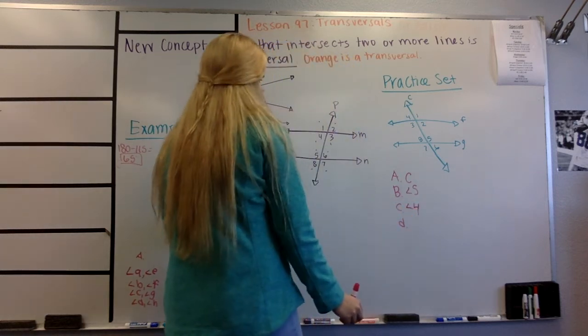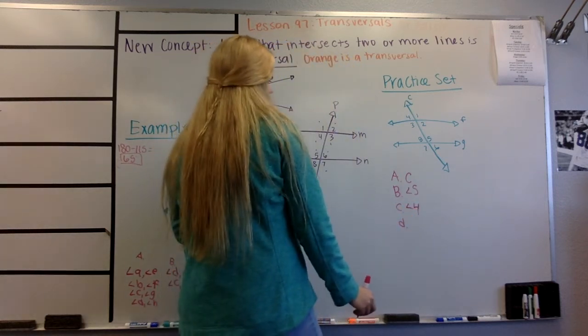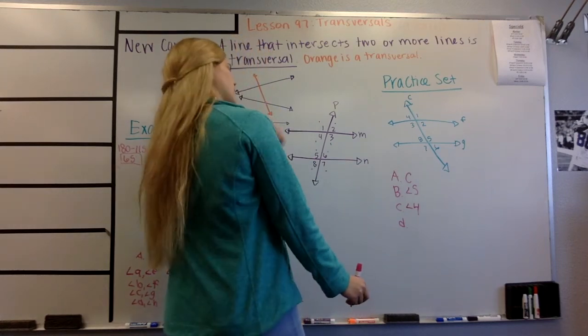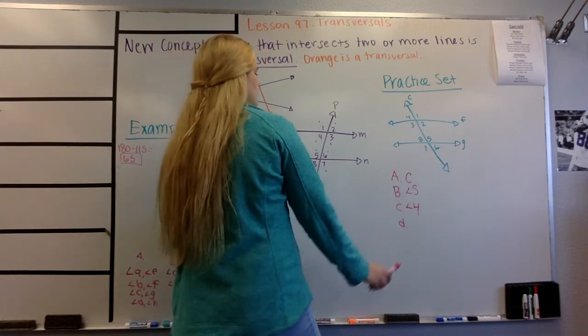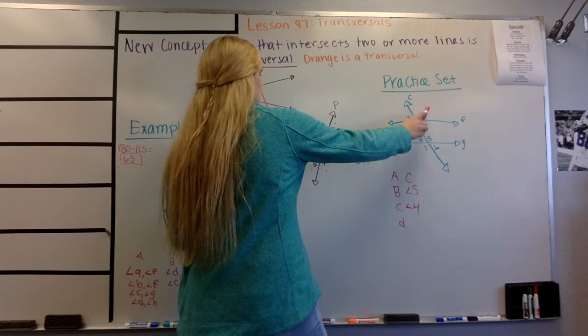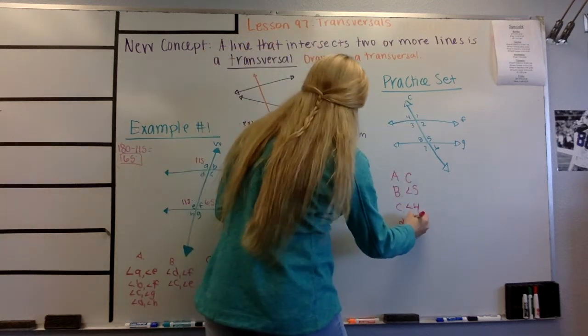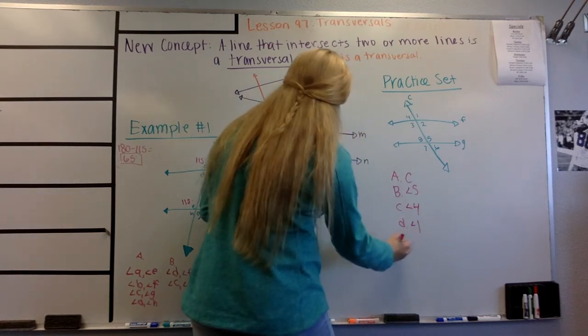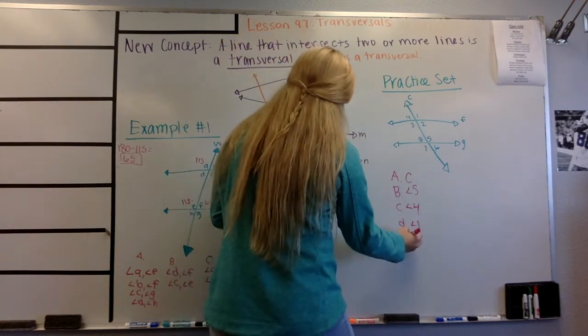Excellent. D, which angle is an alternate exterior angle to angle 7? Angle 7. So we find 7, alternate exterior. Perfect. Angle 1. And now F, oops, missed E.